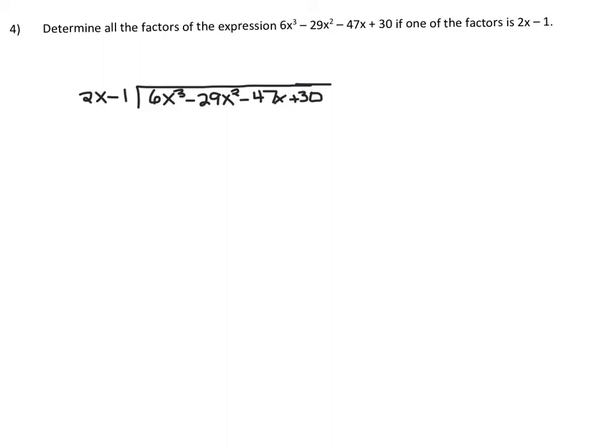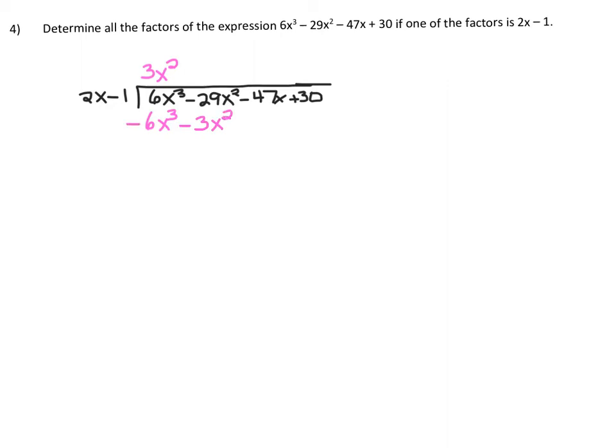For long division, we want to look at this first term on the outside and the first term under the division bar and say, what can I multiply 2x by to give me 6x cubed? Well, I'm going to multiply it by 3x squared. So I'm going to put that on the top here. And then just distribute the 3x squared to this binomial. So 3x squared times 2x would be 6x cubed. So let's bring that down here. And then 3x squared times negative 1 is negative 3x squared.